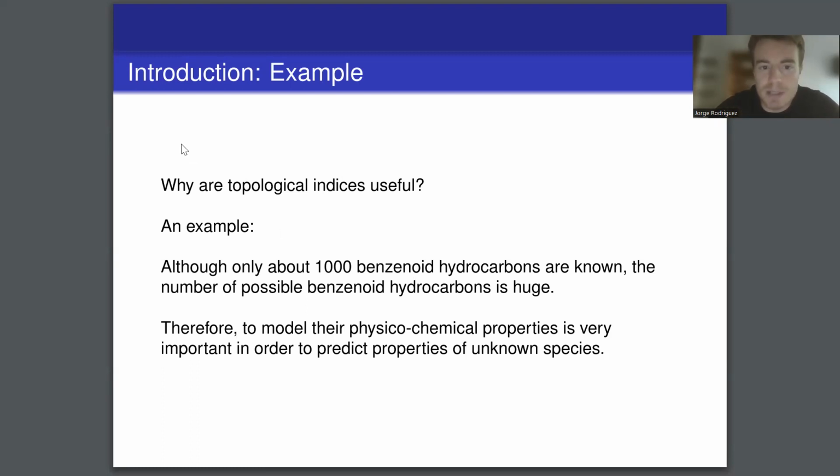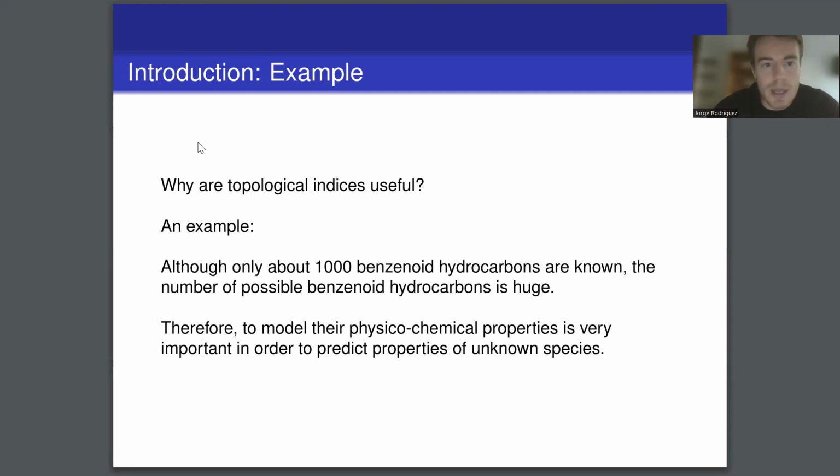A simple example of why these topological indices are useful: although only about 1,000 benzenoid hydrocarbons are known, the number of possible benzenoid hydrocarbons is extremely huge, and therefore modeling their physicochemical properties is very important in order to predict the properties of unknown species. These topological indices, since they are highly correlated with these chemical properties, allow us to model this and predict these properties of potential unknown species.